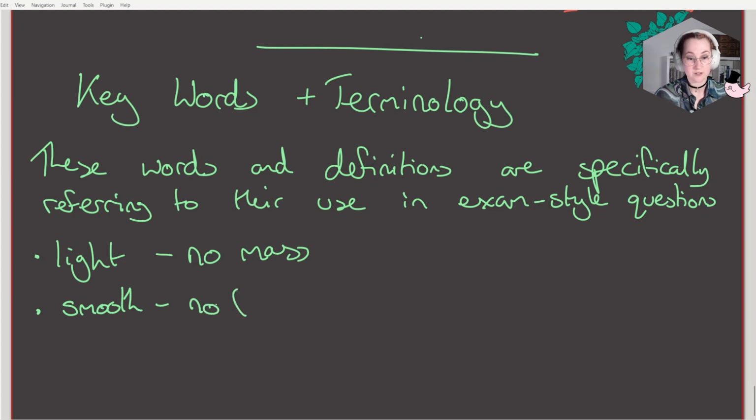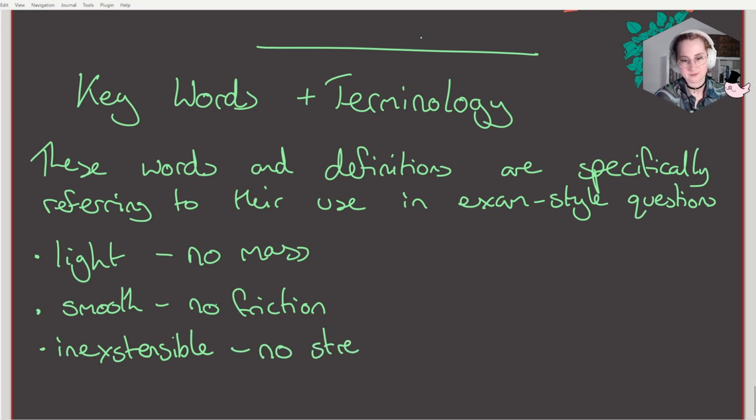which means no friction. So a smooth surface will be perfectly smooth. There's no friction. You don't need to worry about that at all. A light and inextensible string. Anyone that's got trauma flashbacks from exams is going to get that again. So inextensible means no stretch. There's no elasticity in it. It doesn't stretch. It doesn't extend.